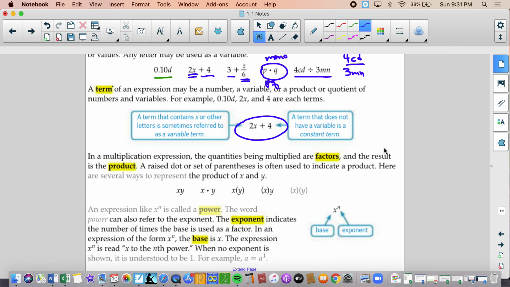In a multiplication expression, meaning you won't see an equal sign, the quantities being multiplied are factors. The result is the product. So x and y are factors of each other, and they're factors of xy, meaning x goes into xy, y times. So we can write multiplication like xy. We can write it x times y with a dot. We can use it with parentheses on the second one. We can use it with parentheses on the left one, and then we can use parentheses for both.